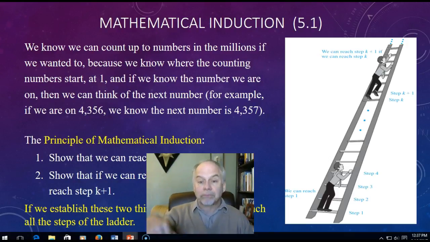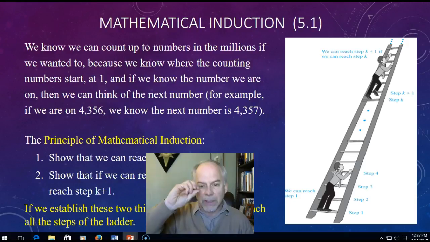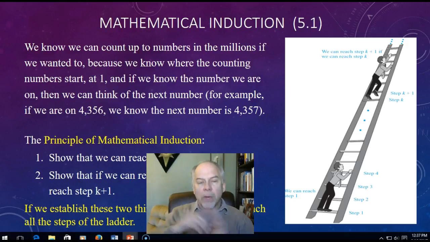4,357. Then 4,358, 4,359, and we know what comes after 59. It's 60, so it'll be 4,360. So as long as we know the rules of how to get the next number, we know we can count to however high we want. Okay, that's similar to the principle of mathematical induction.